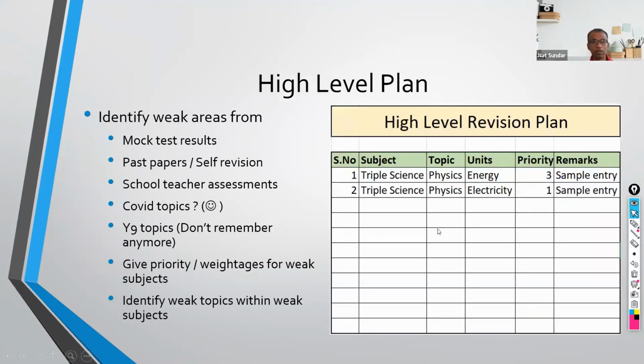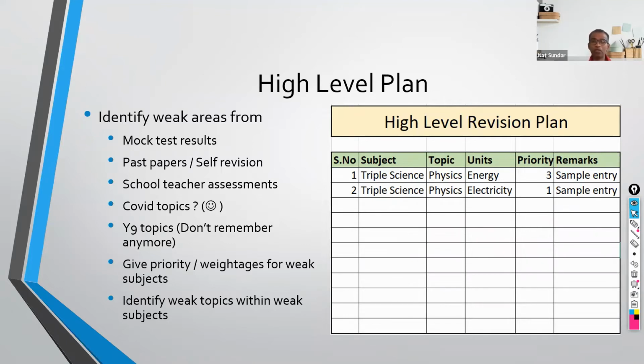Let's start with the high level plan. How do we derive the high level plan? How do we focus? How do we set an objective? Your objective or a high level revision plan can be worked out from a number of places based on your mock test results. You might have got it from your mock test and you might have identified these are all your weak areas.